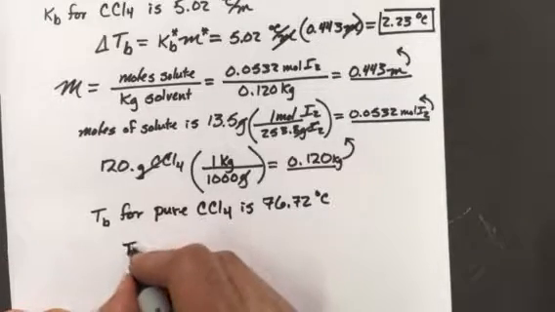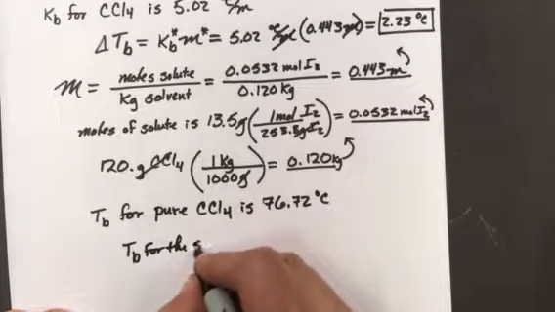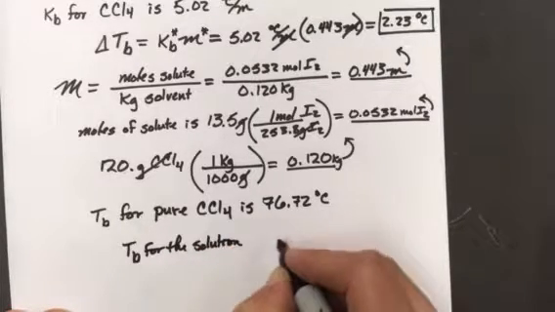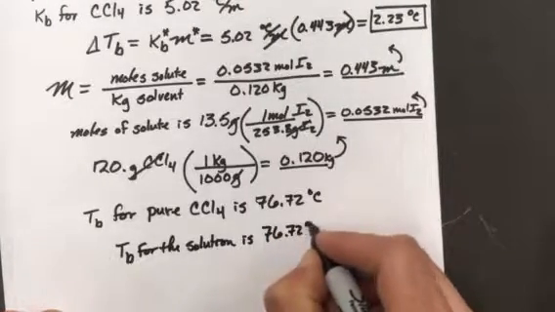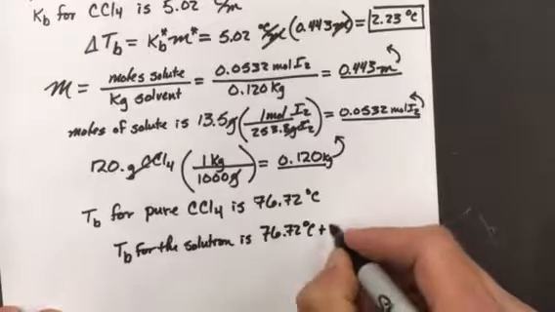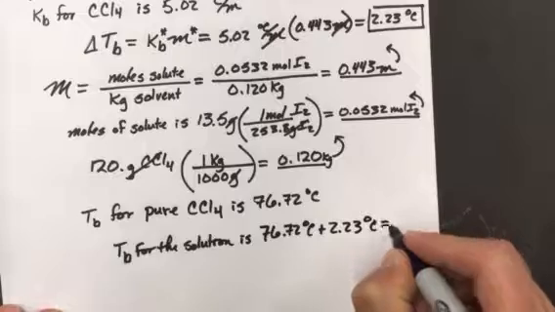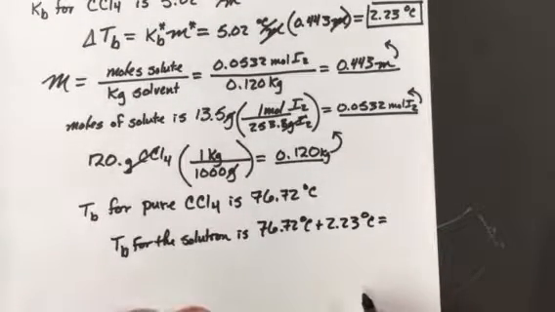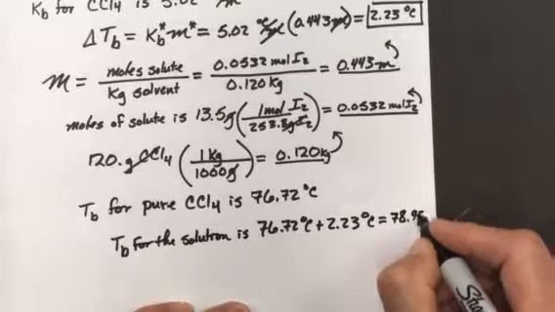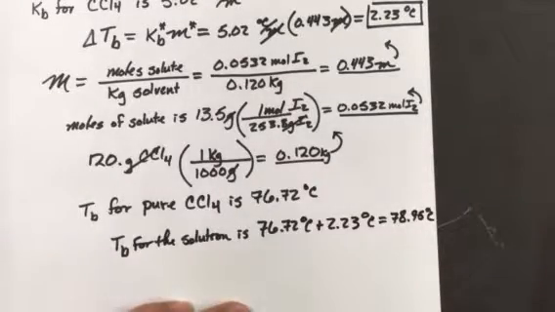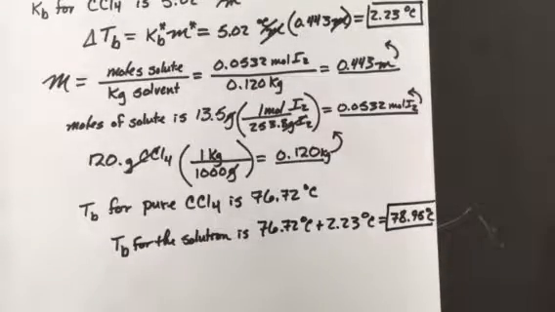So the T_B for the solution is 76.72 degrees Celsius plus 2.23 degrees Celsius. And we add that together and we get 78.95 degrees Celsius. So this would be the second part of the answer, and that completes the problem.